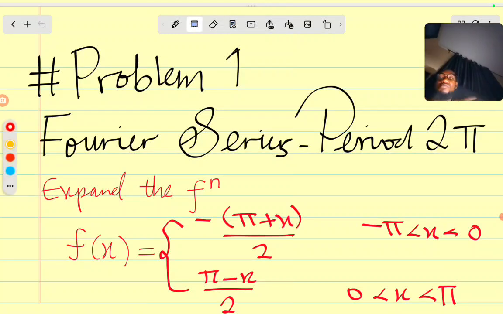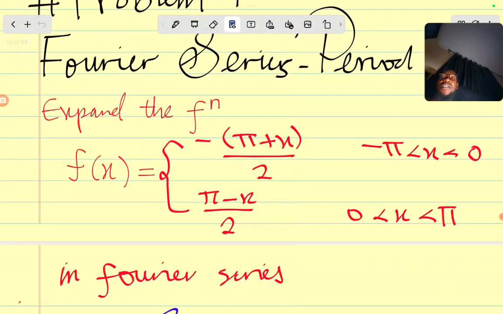So we have problem 1, Fourier series of period 2 pi. Expand the function. What's our function? Our function is given as f of x equals minus into the bracket of pi plus x all over 2 on this given interval, minus pi less than x less than 0. And the second function that we have is x minus pi all over 2 on this given interval, which is 0 less than x less than pi. So this is what we have to expand in Fourier series. So let's move, guys.